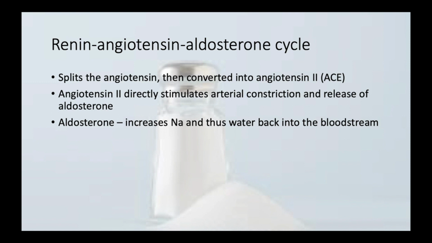Okay, so it's immediately stimulating vasoconstriction, right? Arterial constriction. And then aldosterone increases sodium, and thus it increases the amount of water back into the bloodstream. Okay, so now we've got tighter arterioles and arteries overall. We've got more water in the blood. So there you go, our blood pressure will increase. So this is the renin-angiotensin-aldosterone cycle, and it involves renin, which then splits angiotensinogen to form angiotensin, which is converted to angiotensin 2 using the angiotensin converting enzyme. And then angiotensin 2 directly stimulates arterial constriction and release of aldosterone. Whole big cycle.